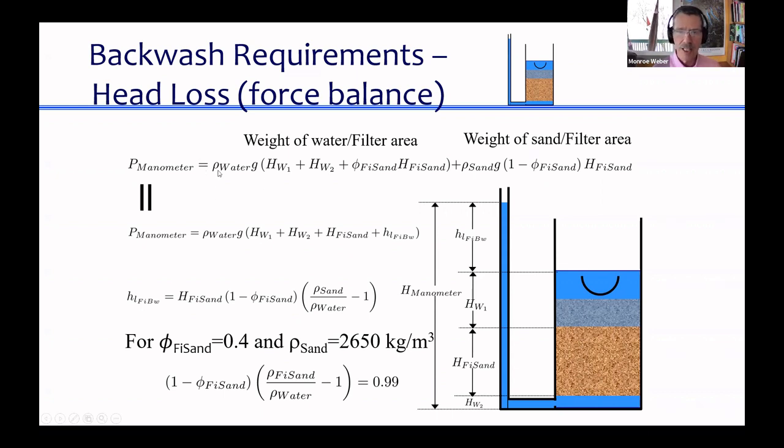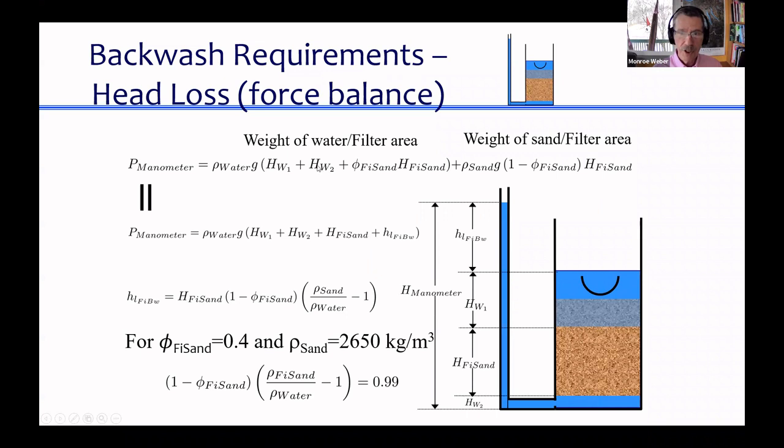So that's what this first equation is. We're going to take the density of water and g, gravity, and multiply it by the height of water 1. HW1 is the height of water that was above the original sand bed, and also HW2, the depth of water that was below the sand bed. That sand is just magically held up by some sort of underdrain system that doesn't let the sand leak down through, or an infinitely thin layer of gravel. That might break your brain, thinking about an infinitely thin layer of gravel.